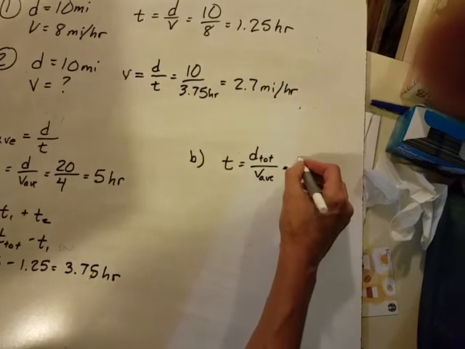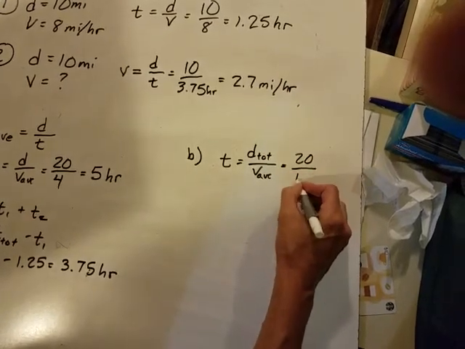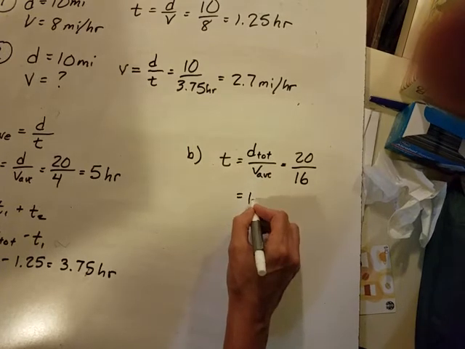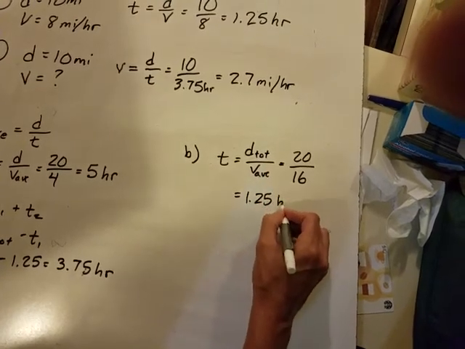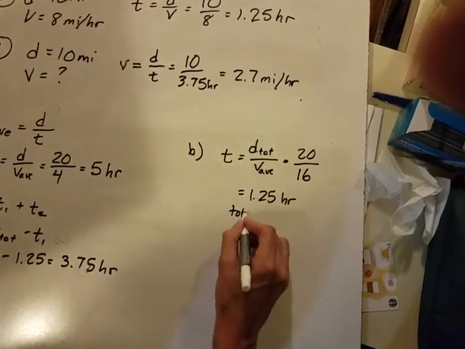So this would be 20 miles. The average speed would be 16. And when I divide that, that would be 1.25 hours. So that would be the total time for the trip.